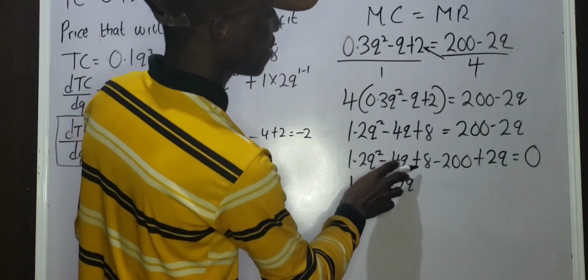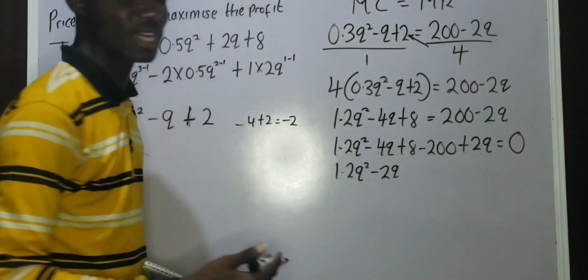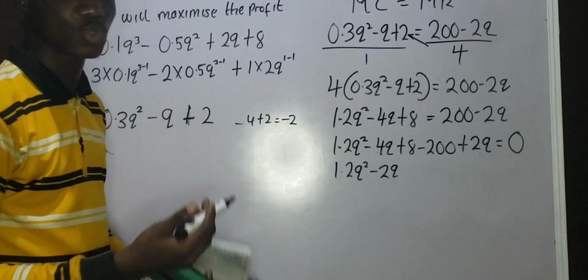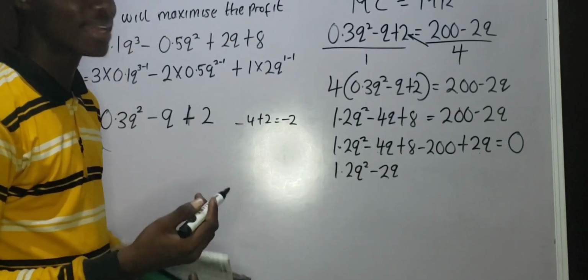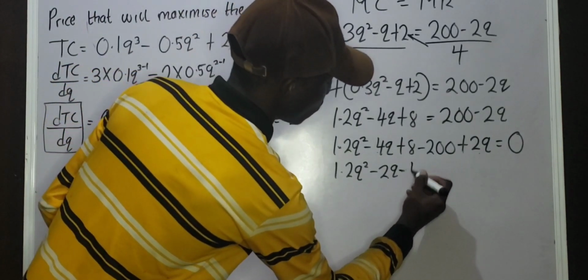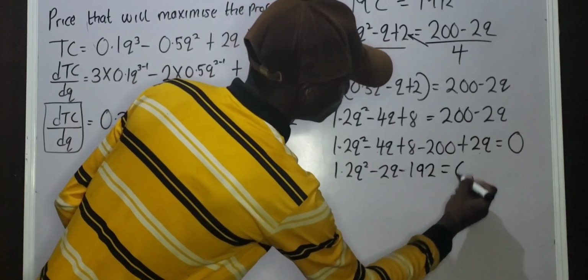Okay, now look at this. We have positive 8, negative 200. That is plus 8 minus 200. That is what? Negative 192. So I'm going to have negative 192 is equals to 0.